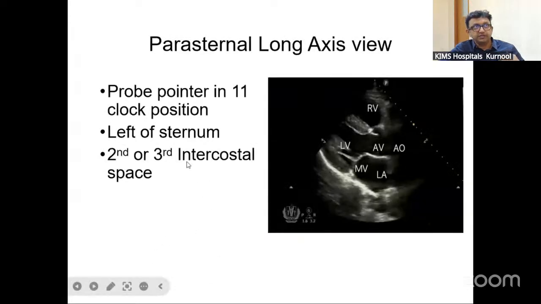Right, to the left of the sternum, in the second or third intercostal space, depending upon the baby's size and anatomy; there will be slight variation. In whichever space you get the best view, you can choose it. And this is the image you get. Right? This is the left atrium, the mitral valve, then the left ventricle, then the outlet of the left ventricle, that is the aorta. Then the AV valve will appear here. So this is the mitral valve, and this is the right ventricle and left ventricle. You won't be able to see the right atrium in this view. Okay.